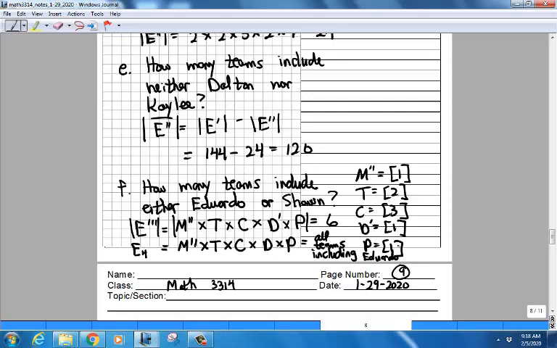Yes. By doing what? So instead of having M double prime, have M prime. No, I'm not working with complement. M is the set of all math majors. So just M, then times T times C times D prime times P here, right? There you go. And what is this? That is all teams including Sean. Exactly. All teams including Sean.